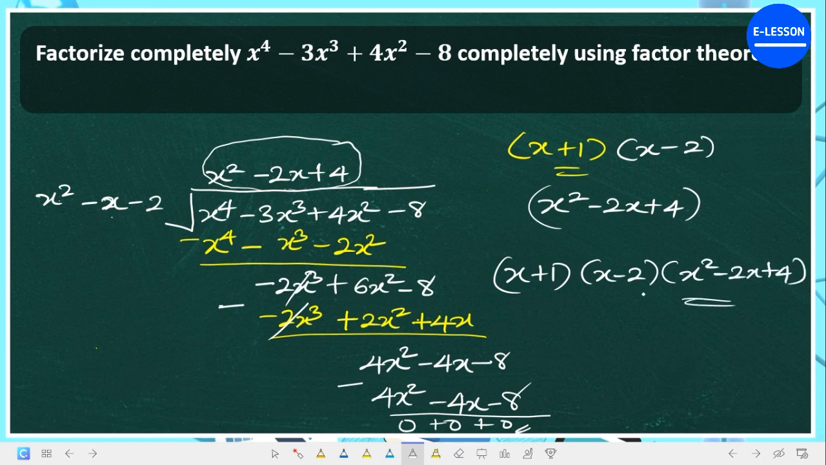There are no shortcuts to this. First of all, you do trial and error. If you've got one factor, you can use that one factor to divide through to get the other factors. Is that clear? So that is everything for this particular lecture. I think we are done with the question and answer session.